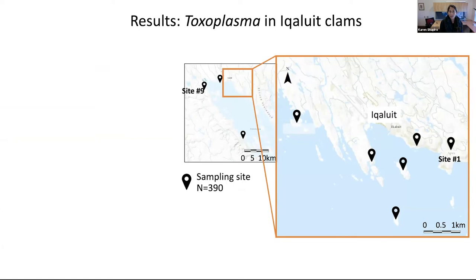So for our results, this map basically shows you the sampling points. So there are a total of 390 clams. This inset here is just a blown up view of the sampling points near Iqaluit, which were the predominant points. We also had three sampling points a little bit farther away from town.